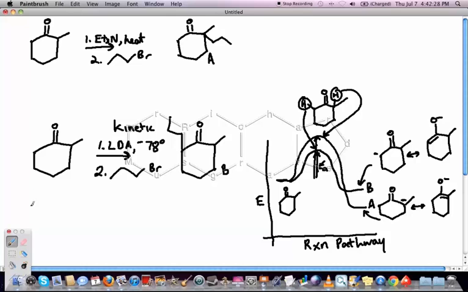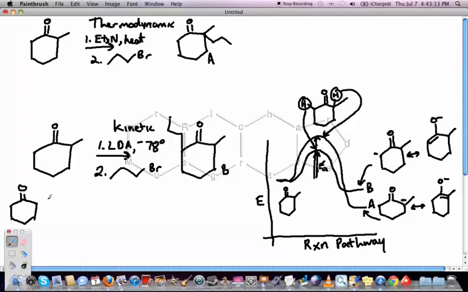Alright, let's take a look at the mechanism for this, and I'll do the kinetic one first. Alright, thermodynamic up here for this one. By the way, it's always a dead giveaway for thermodynamic and kinetic: is it the conditions that it's under? Thermodynamic is always done with lots of heat, because the activation energy doesn't matter when there's lots of heat, because both activation energies are going to be doable with heat. Kinetic is always at low temperature, and that ensures that we get the product that results from just the one with the lower activation energy. Alright, back to what we were doing.